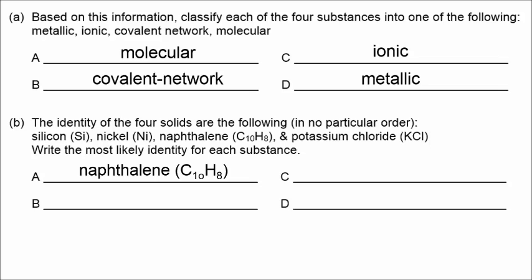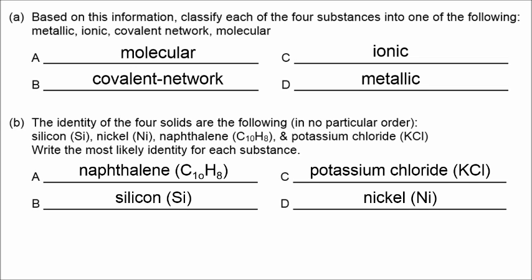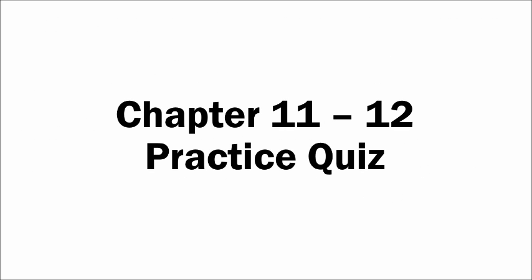Naphthalene is a hydrocarbon that would experience weak London dispersion forces, so that's molecular. Silicon is known, just like carbon, which forms diamond or graphite, silicon is known as a covalent network solid. We've seen that. We know that potassium chloride, metal and nonmetal bonded together, is ionic, and obviously nickel is a metal. All right, well, that does it for the answers and explanations for the Chapter 11 and 12 practice quiz.